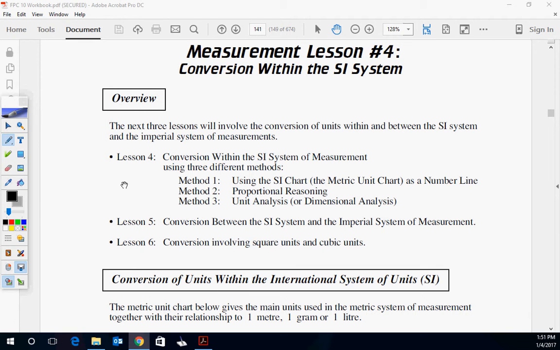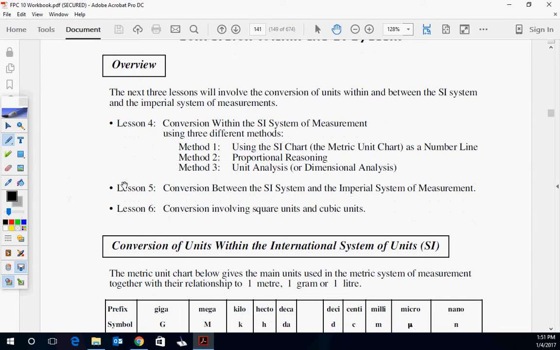Lesson 4, we're omitting 2 and 3, so we're just going right to 4 from 1. Okay, so the next 3 lessons will involve the conversions of units to the SI system. SI system, just so you know, that's the metric system. Okay, imperial system is yards, feet, miles. Okay, the U.S. uses it, only people that use it really.